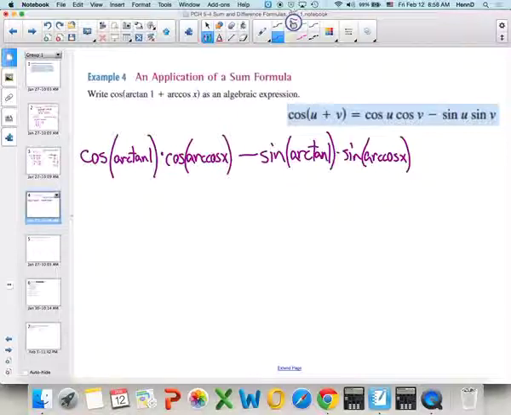Now, it says we're going to have an algebraic expression, so we're not going to be able to get down to just a 1. What's one thing that I can simplify, though? Cosine of arc cosine of x, what does that give us? X. That gives us x. So right here, that whole thing is x.